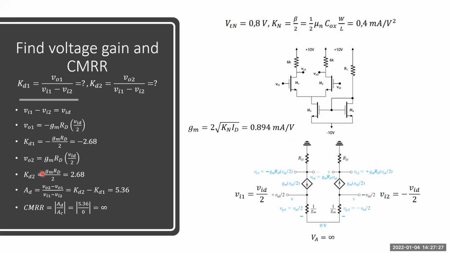And as a last part, we are going to find voltage gain and CMRR. Let's define the input differential voltage as VI1 minus VI2 here. And according to this definition, we can say that in the small signal model, VI1 equals VID over 2, then VI2 equals minus VID over 2.